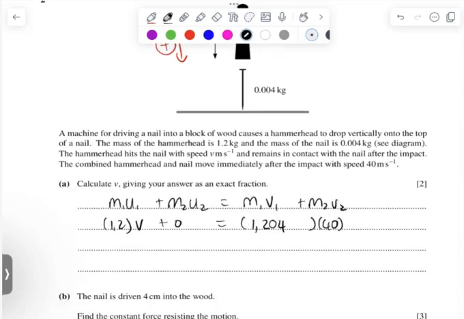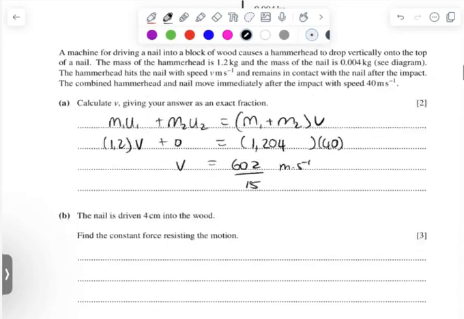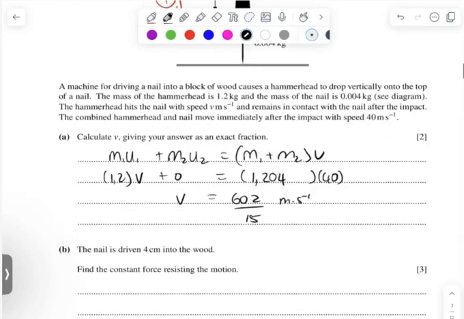So what I did there, instead of writing down this equation, let me just use that. You've got your M1 plus your M2, and they are going at a coalesced speed. If I were to work this out, 1.204 times 40, and then I'm just dividing it by 1.2. So for an exact fraction, my velocity is 602 divided by 15 meters per second. Although that looks like a strange number, we just need to do what they said in the instructions, giving our answer as an exact fraction.